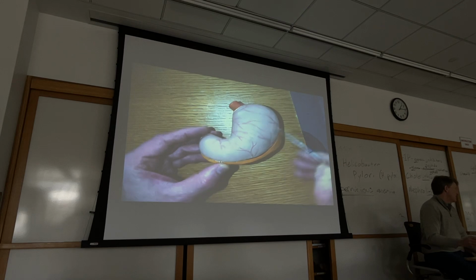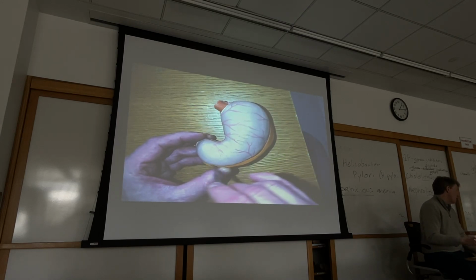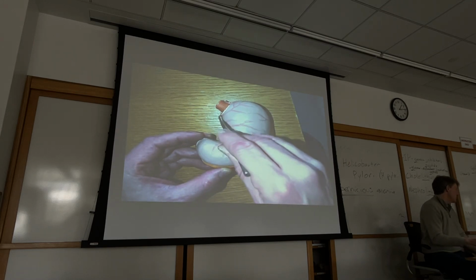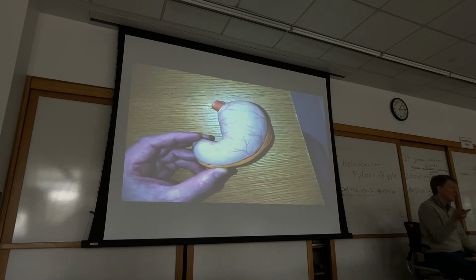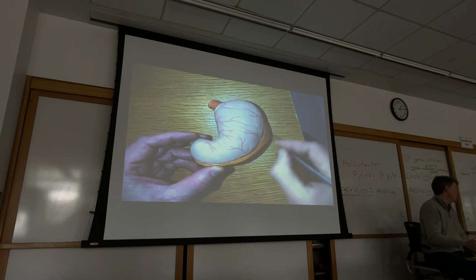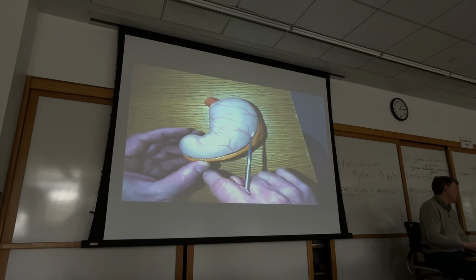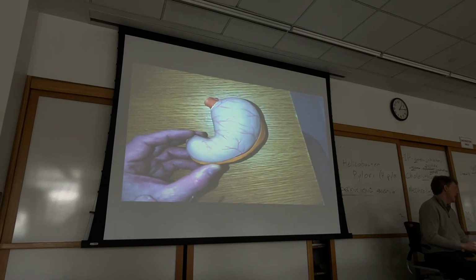Also remember they have dumb names for the edges. So this dumb name for this big edge here is the greater curvature. And then the dumb name for this one here is the lesser curvature. The lesser curvature is going to be attached to the lesser omentum, and the greater curvature is going to be attached to the greater omentum. And on this model, I think that's what they're trying to represent by that yellow fat tissue there. That's supposed to represent the greater omentum that's attached there.